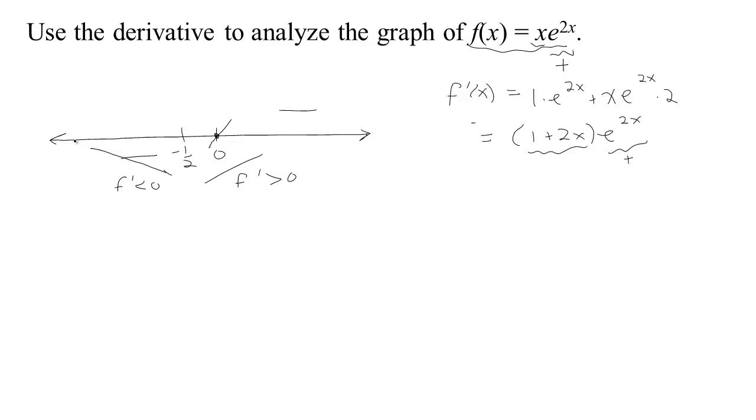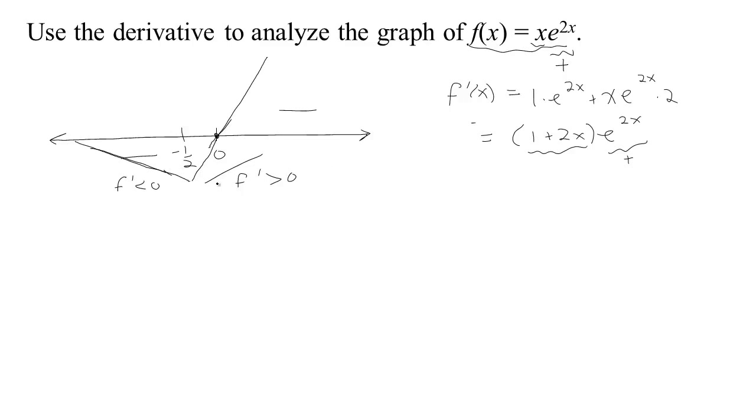Okay, so we have a function that is going down to this point and then going up. We have kind of a very stick figure-like graph of that function. Okay, just putting together what we got from looking at the sign of the function and then the sign of the first derivative.